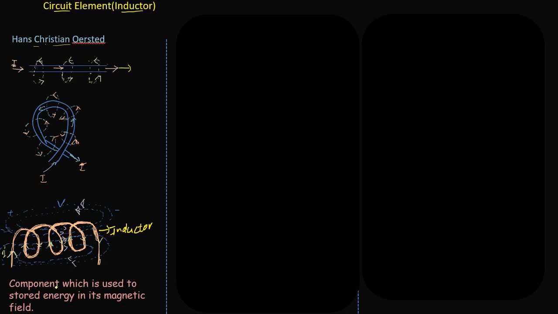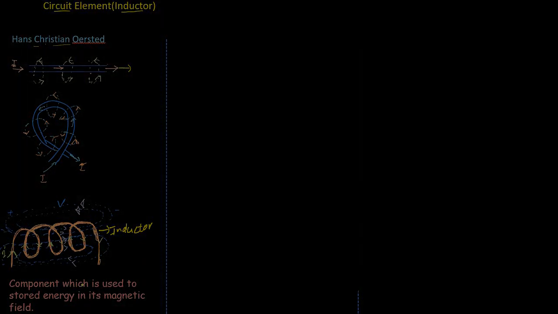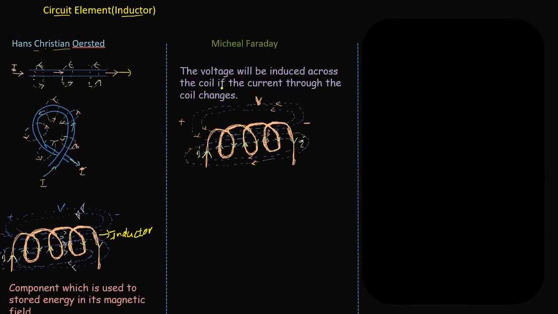Now, according to Michael Faraday's law of electromagnetic induction, the voltage will be induced across the coil if the current through the coil changes. So if the current through the coil changes with a specific rate, then as a result the voltage will be induced across the terminals of this coil. And this induced voltage is directly related to the rate of change of current through this coil. So as the rate of change of current through the coil increases, the induced voltage will increase.